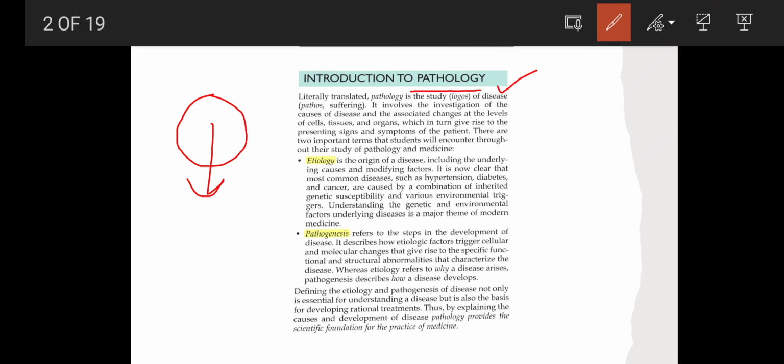Here we have two different terms: one is etiology and another is pathogenesis. The common term which we see is etiology. Etiology means the origin of the disease. In etiology, we see why a disease arises. Then in pathogenesis, we see how that disease develops. So this is known as pathogenesis and that is called etiology.